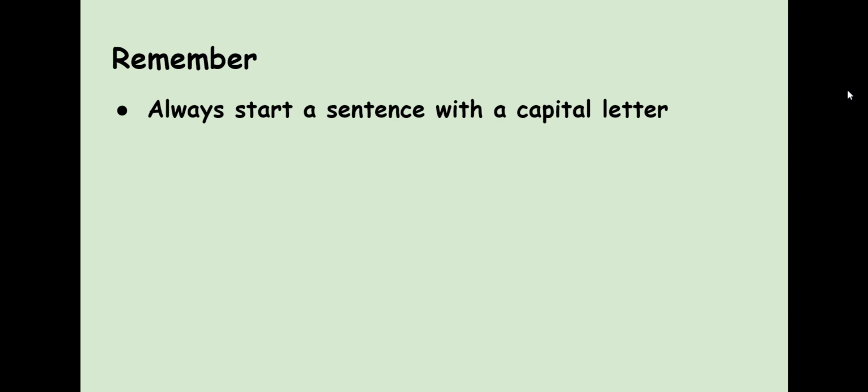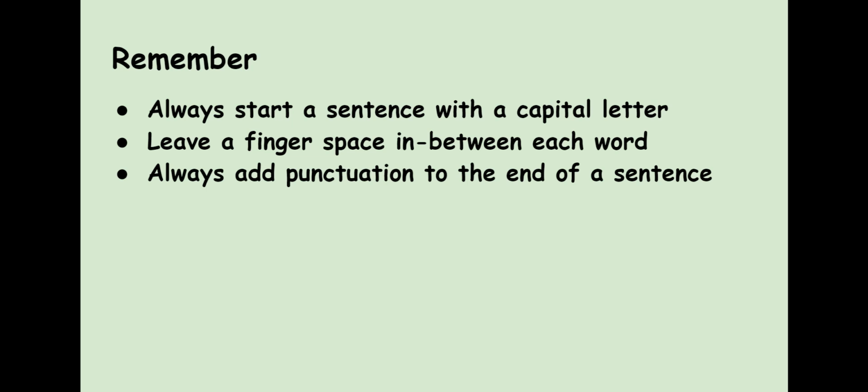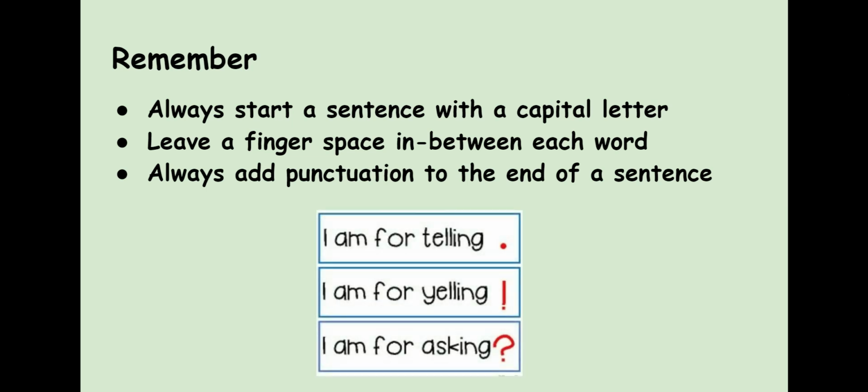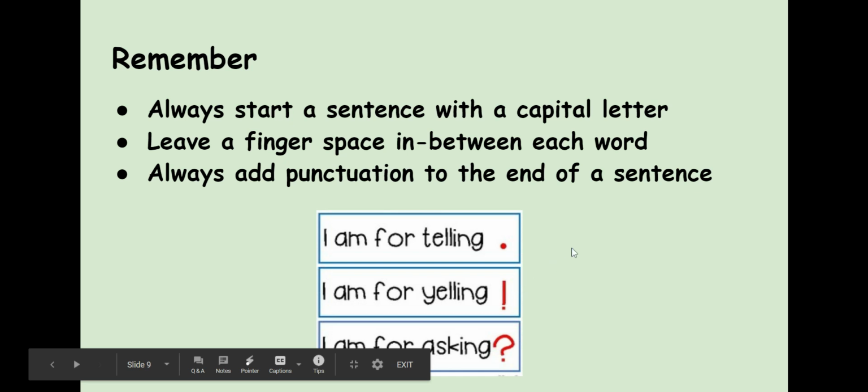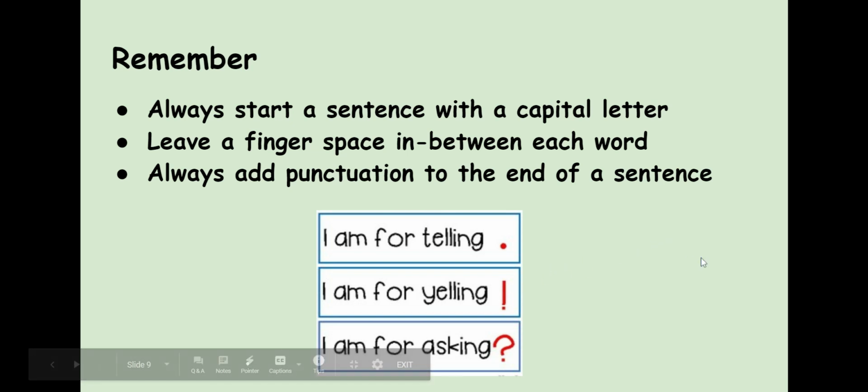Now, scholars, remember, always start a sentence with a capital letter. Leave a finger space in between each word. And make sure you always add punctuation to the end of a sentence. A period is for telling, if you're just sharing information. An exclamation mark is for yelling, if you're very excited or shouting or sharing something that is more than just telling, you will add an exclamation mark.